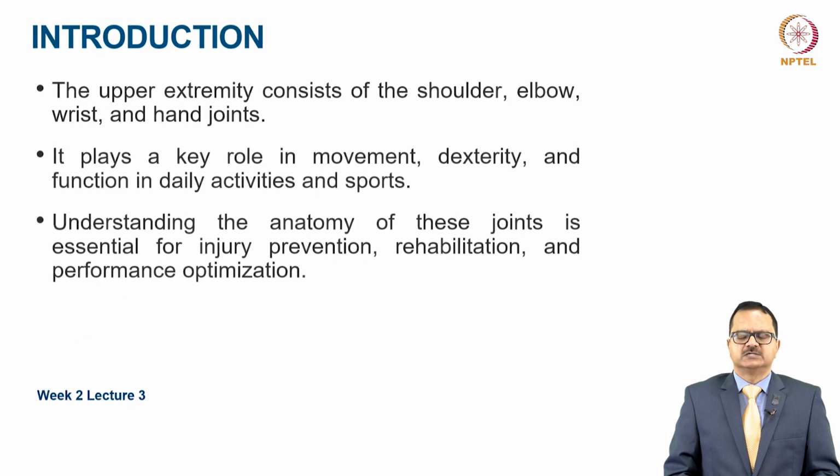The upper extremity consists of the shoulder, the elbow, the wrist, and the joints of the hand. It plays a key role in movement, dexterity, and function in daily activities and sports. Understanding the anatomy of these joints is essential for injury prevention, rehabilitation, and performance optimization. Because as you must have realized by now, most sporting activities require the use of the upper extremity.